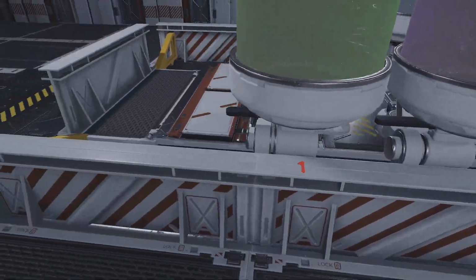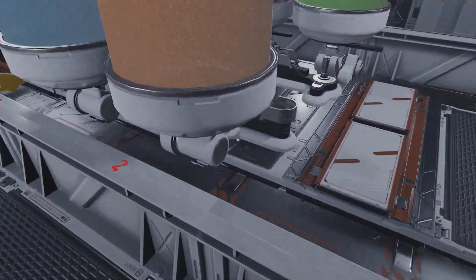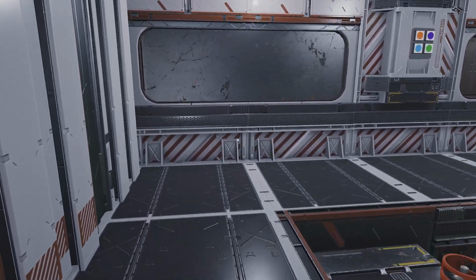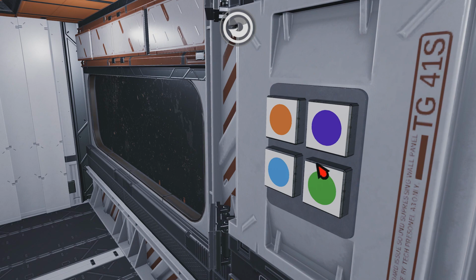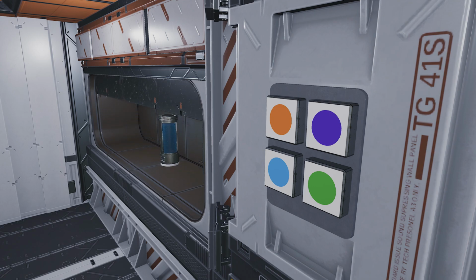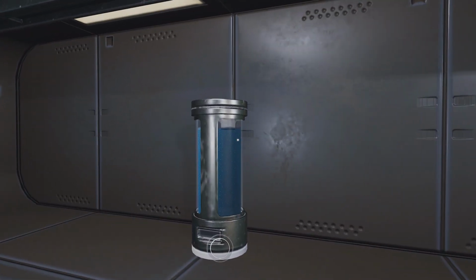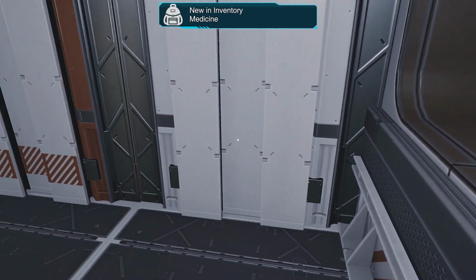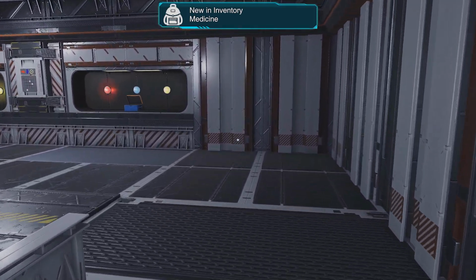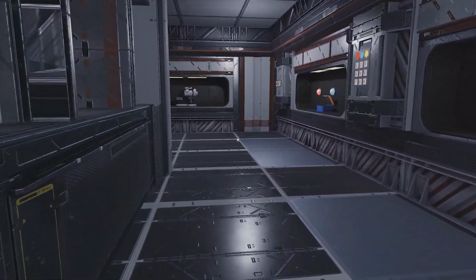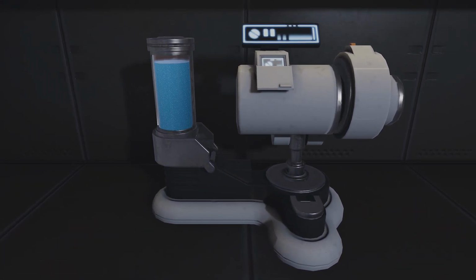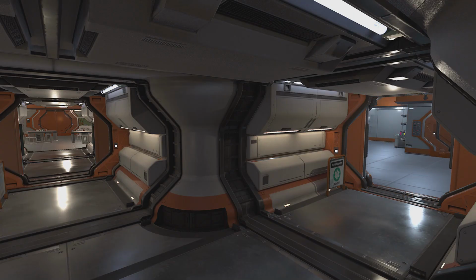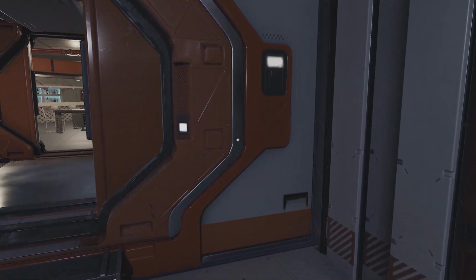Oh, here we go. So green, orange, blue, purple. Green, orange, blue, purple. So this, I'm assuming, is the other cure. So let's slap that into here. Which unlocks the infirmary, which should be our final room.